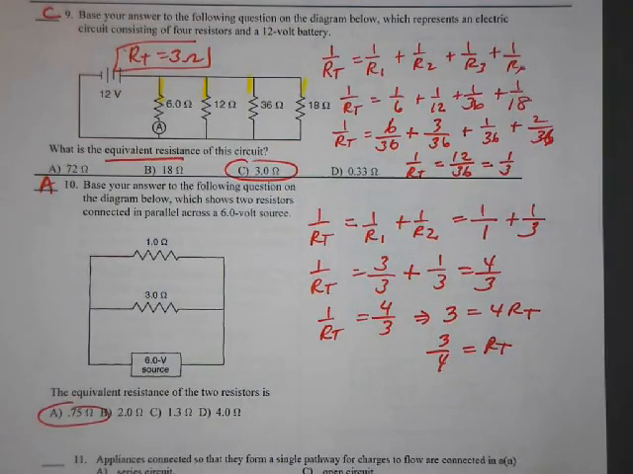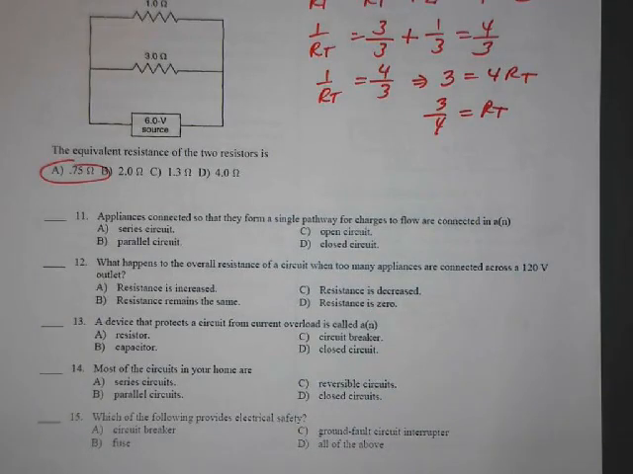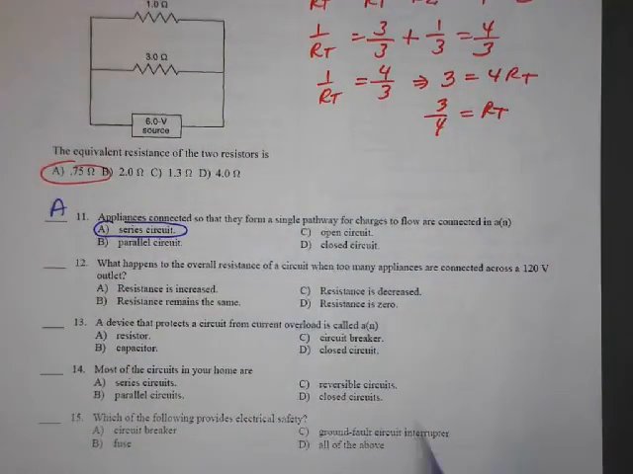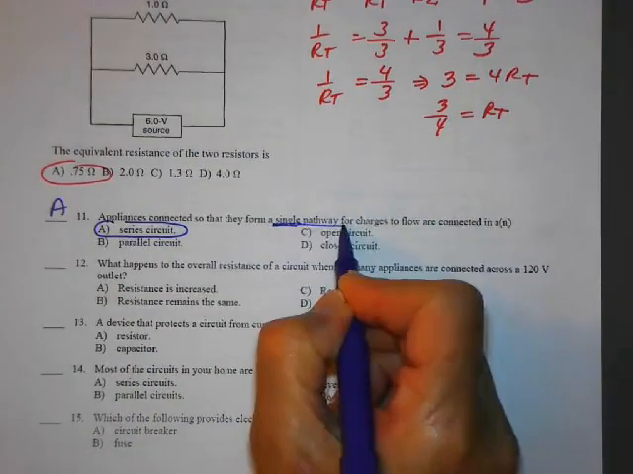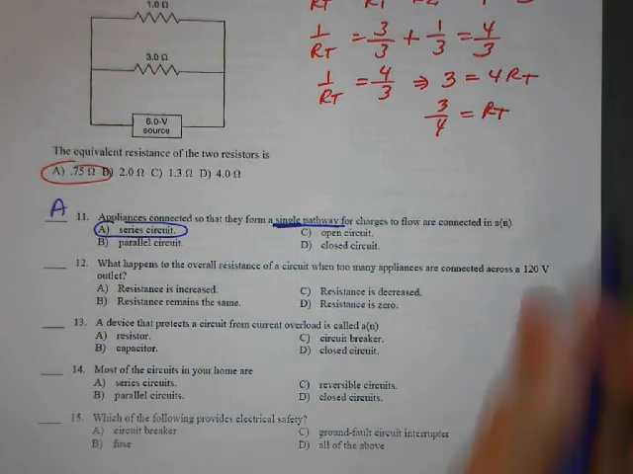And now we have questions that are just questions. Okay. So, appliances connected so they form a single pathway for charges to flow is a series circuit. So, what's the key there? Single pathway. Okay. What happens to the overall resistance of a circuit when too many appliances are connected across 120 volt?